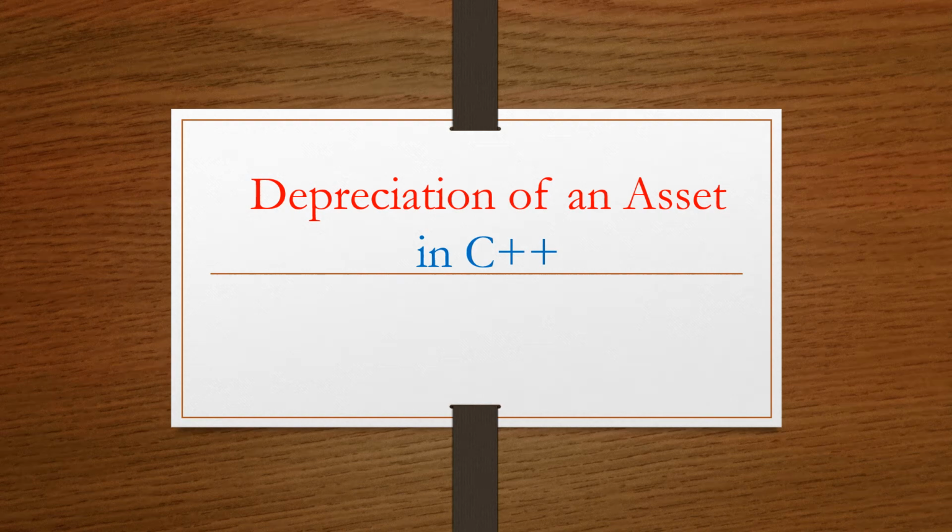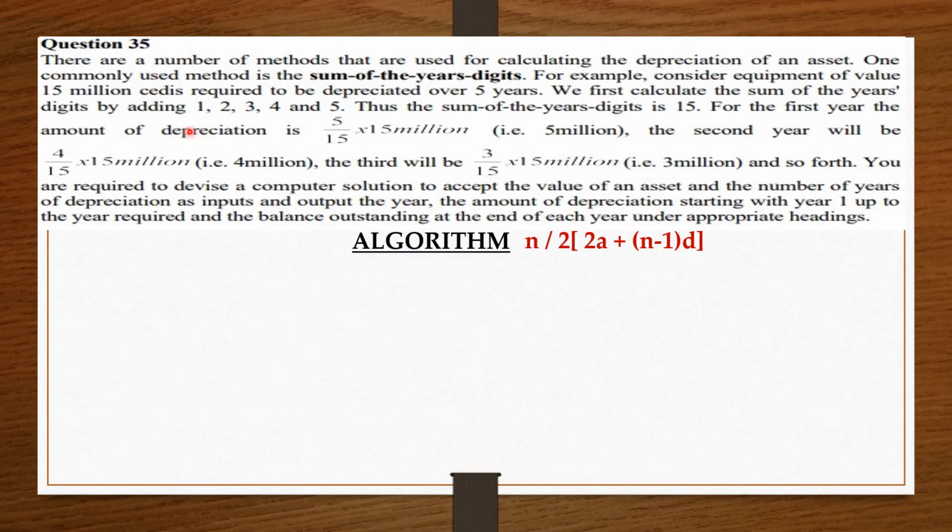Welcome back. In this video, we'll be calculating the depreciation of an asset in C++. As usual, the algorithm first and then the code. So, let's simplify. There are a number of methods that are used for calculating the depreciation of an asset. One commonly used method is the sum of the year's digits.